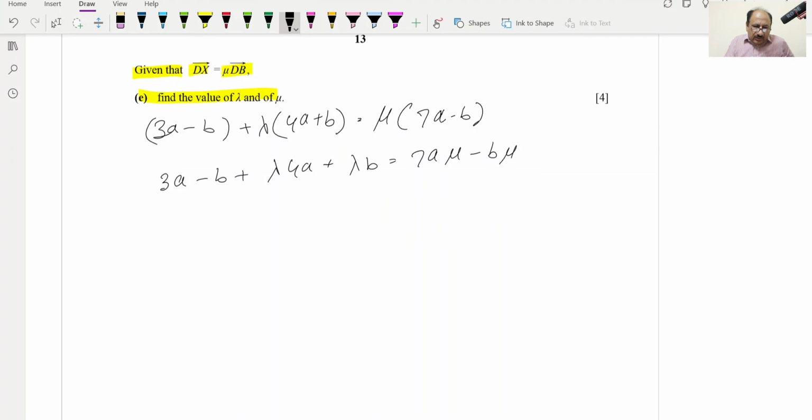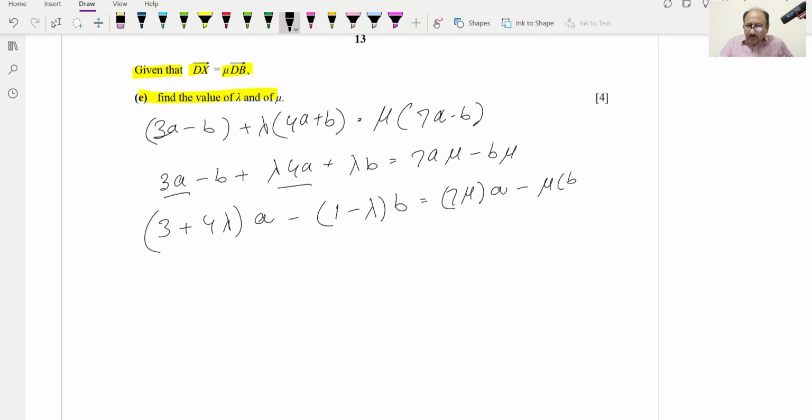And now we can equate basically the a terms. So a we can take common, so this and this term, so 3 plus 4 lambda, and this will be a, minus, we can take b common, so it will be 1 minus lambda, and inside will be b. And from this side we can just write 7 mu, outside we can write a, and minus mu, and b will be over here.